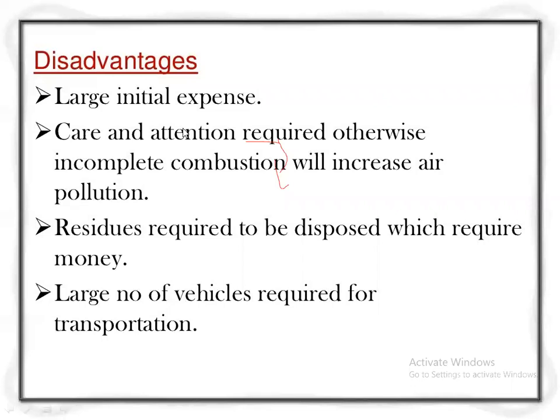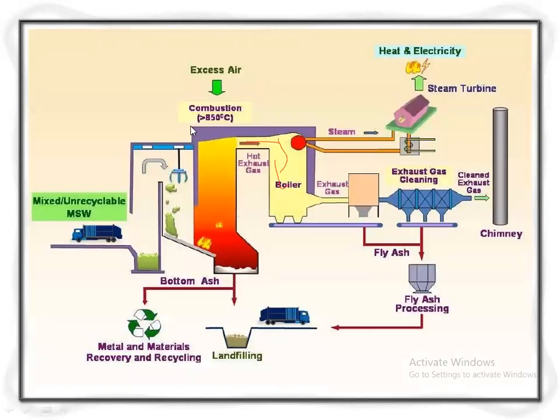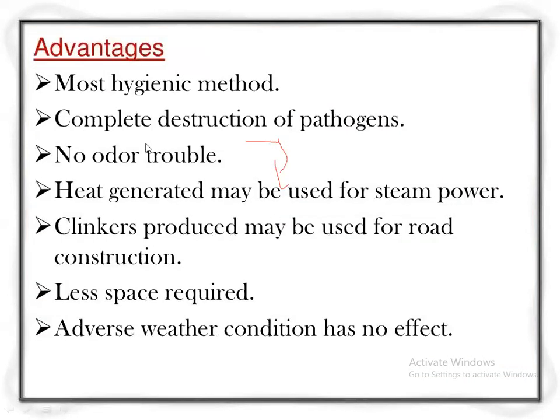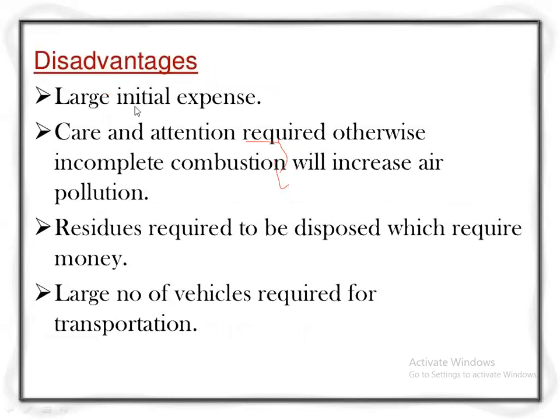Disadvantage क्या है? Large initial expense. Initial investment is more for installing this combustion incinerators. त्याचा cost जास्त आहे. Boilers काय काय लागतं आपल्याला? Combustion incinerators, boilers, exhaust gas cleaning unit, chimneys, flash processing. So it will require a large amount. Large investment is required. Initial expenditure is more.